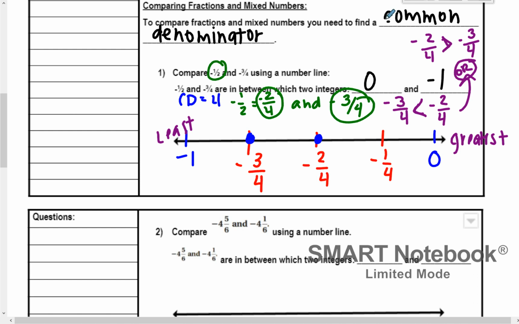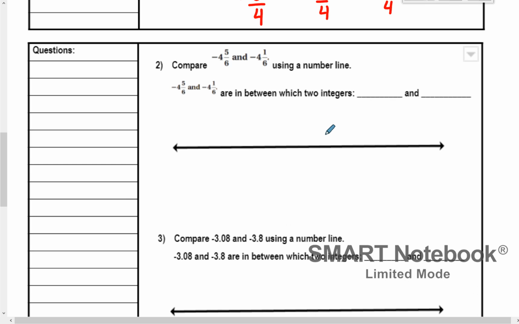All right, let's do a little bit harder example. We are comparing -4 5/6 and -4 1/6 using a number line. All right, so -4 5/6 and -4 1/6 are in between which two integers? Well, I know that the positive values 4 1/6 and 4 5/6 is in between 4 and 5. So this is going to be in between -4 and -5. Now my smaller value is going to go on the left, so I have -5, larger value on the right, -4.